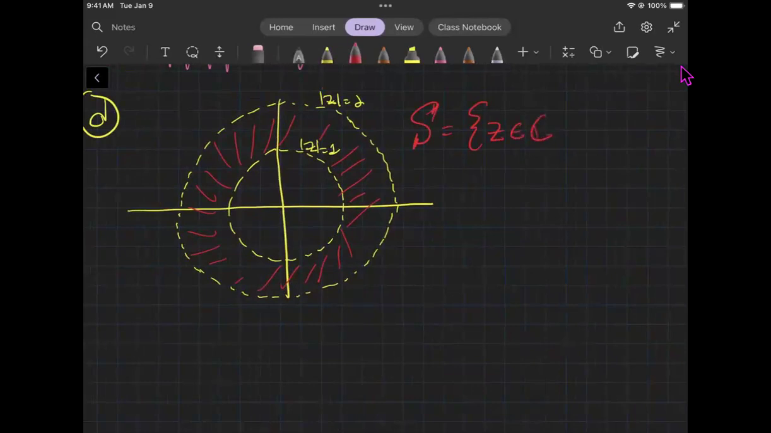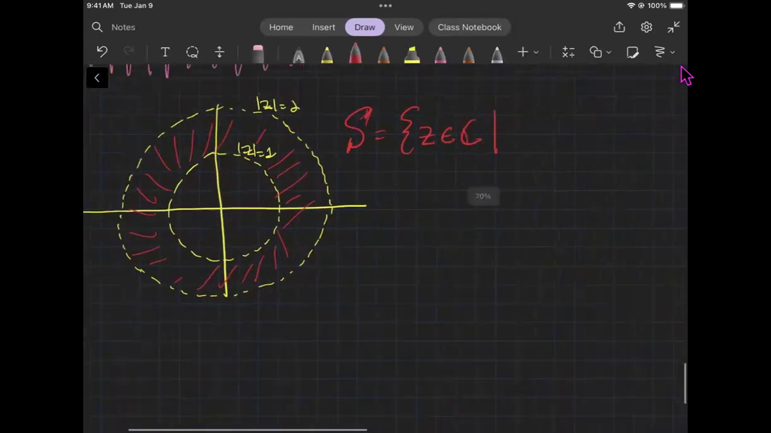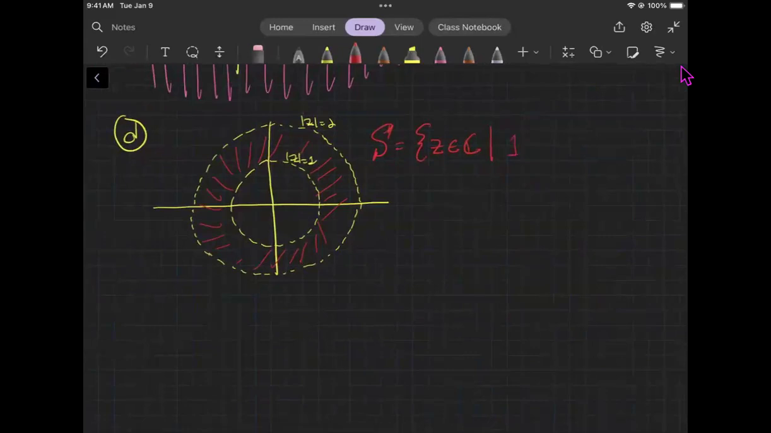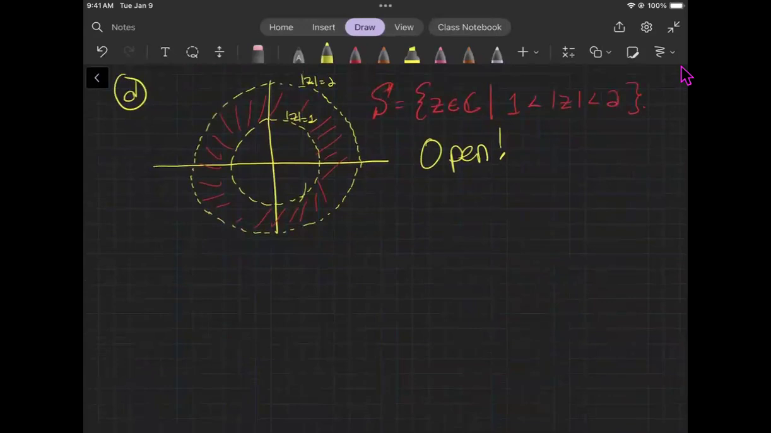Z, such that Z is in between 1 and 2. This here is also an open set. We're not including the points on the boundary. So this here is also an open set. Okay. Now, caution, right?